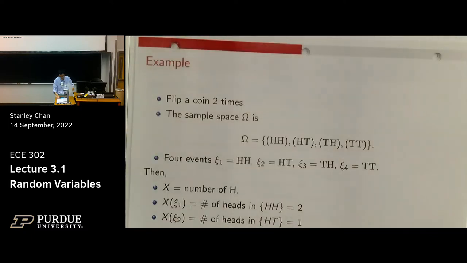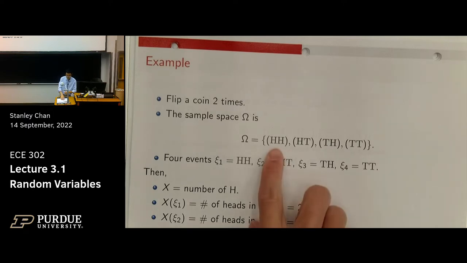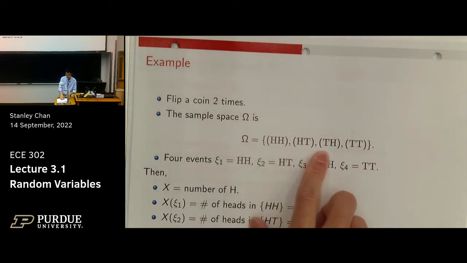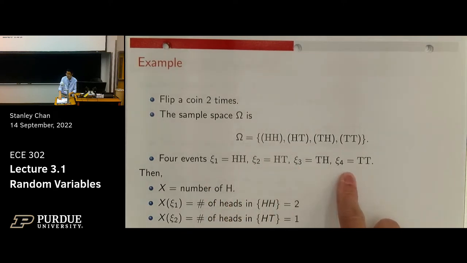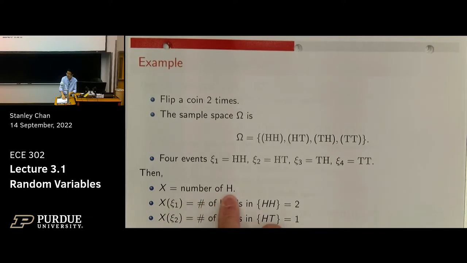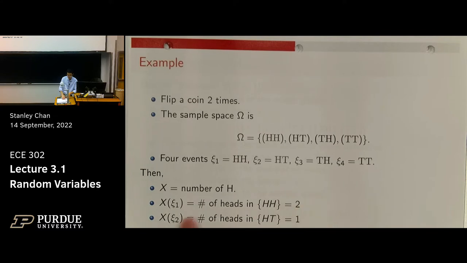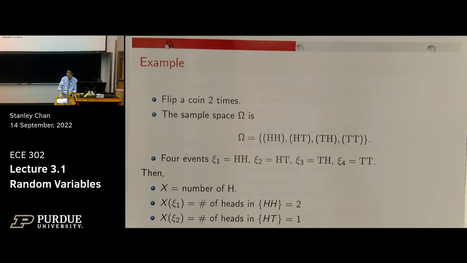So here's an example. You flip the coin twice. The sample space will be head and head, head and tail, tail and head, and tail, tail. So four outcomes in this sample space. The four events, psi 1, 2, 3, and 4. And I define x being the number of heads. Then x of psi 1 will give you 2, psi 2 will give you 1, 3 will be giving you a 1, and 4 will be giving you a 0.